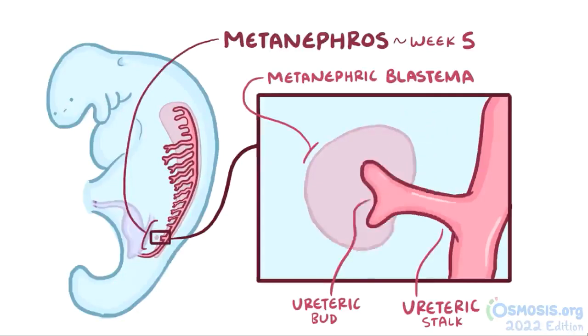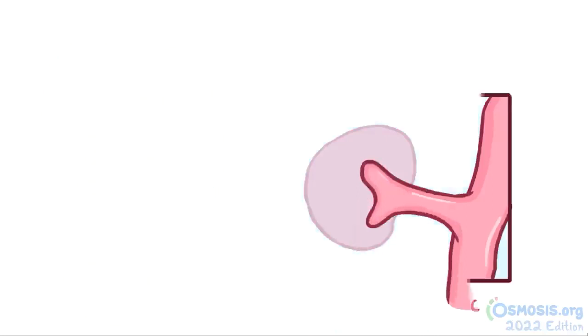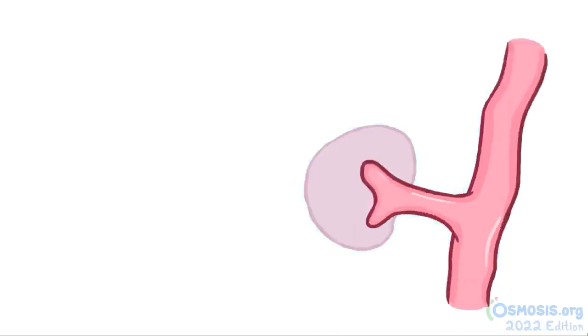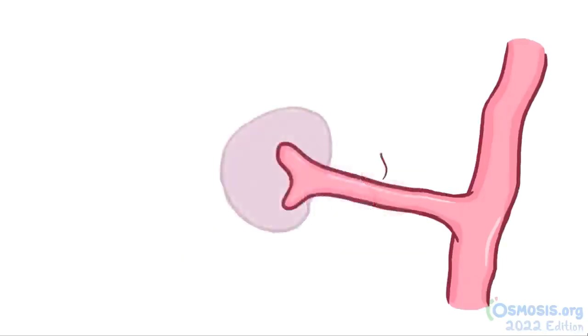Eventually, the ureteric bud reaches the metanephric mesoderm and grows into it. The metanephric mesoderm surrounds the end of the ureteric bud, leaving just the ureteric stalk uncovered. The ureteric stalk lengthens and forms the ureter during about week 6.